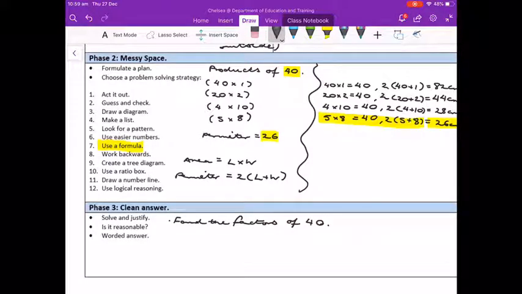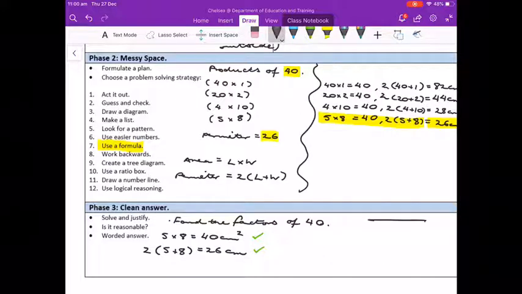Let's justify it. 5 times 8 equals 40 centimetres squared. So the area works. Let's look at the perimeter. 5 plus 8 is 13 times 2 equals 26 centimetres. We've also found our perimeter. So our rectangle would have dimensions of 8 centimetres and 5 centimetres. That's what it would look like visually.